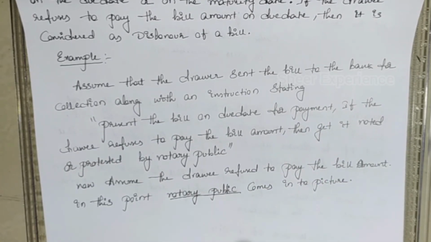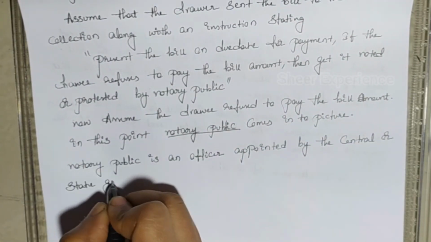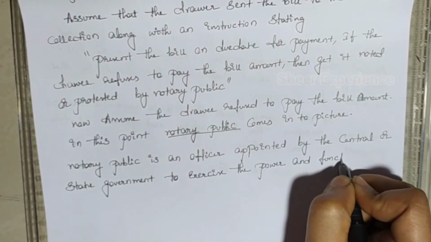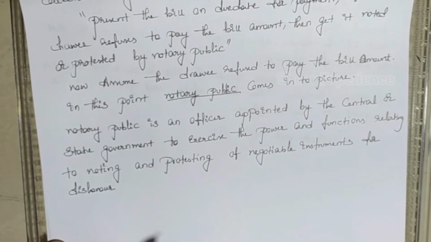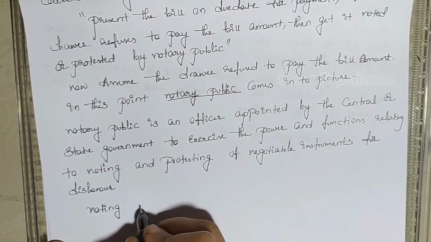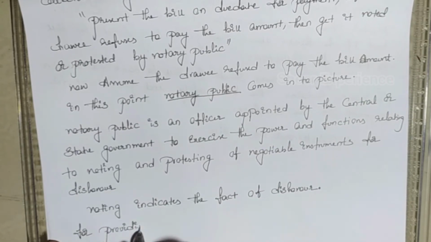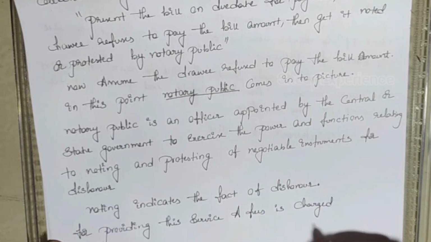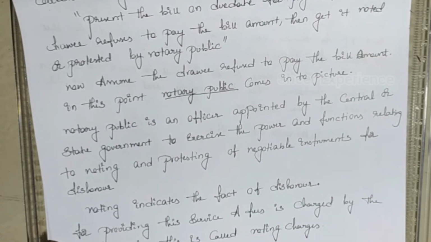Now what is notary public? Notary public is an officer appointed by the central or state government to control or exercise the powers and functions relating to noting and protesting of negotiable instruments for dishonour. Noting indicates the fact of dishonour, which means drawee has refused to make the payment and it is noted by notary public. For providing this kind of service, a fees is charged by notary public. This fees is called noting charges.